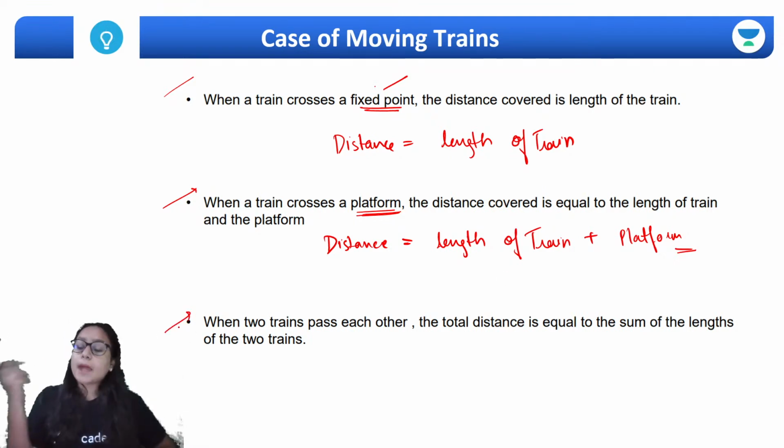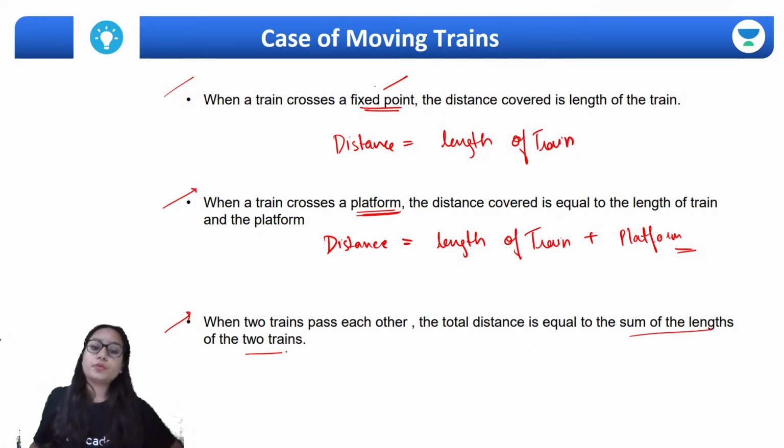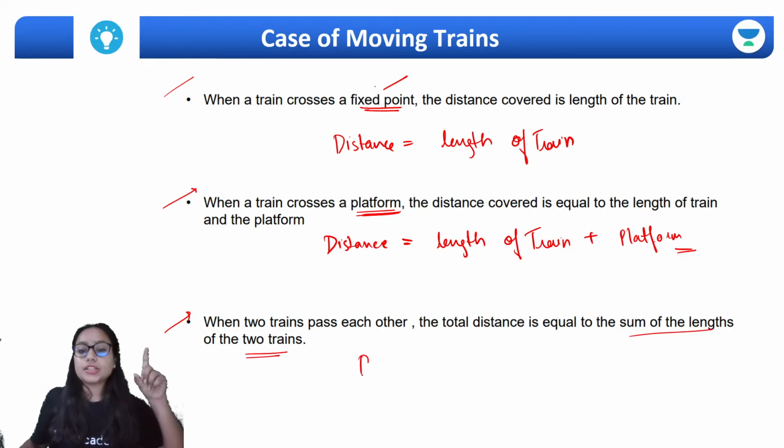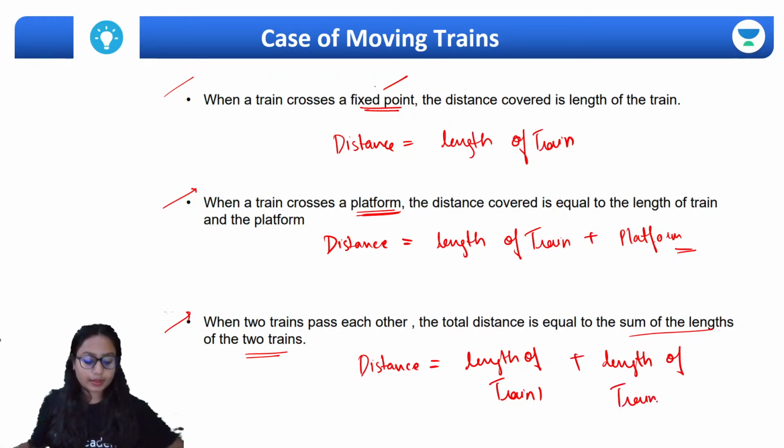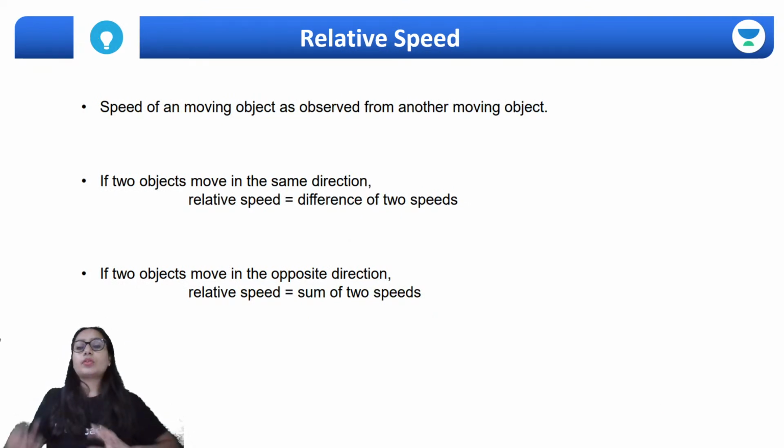All right, now let's see this one. When two trains pass each other, then the total distance is equal to the sum of the lengths of the two trains. So when two trains pass each other, the distance covered is equal to the length of train 1 plus the length of train 2. I hope this concept is clear.